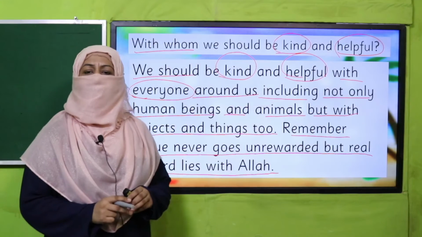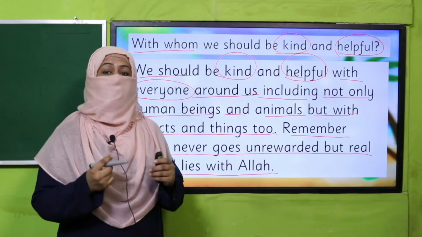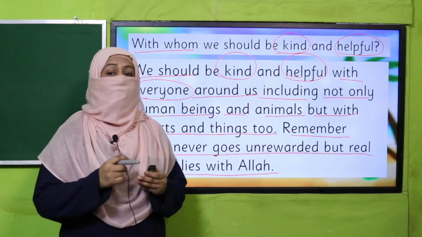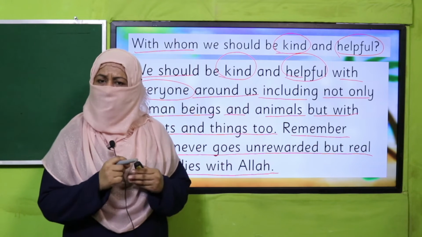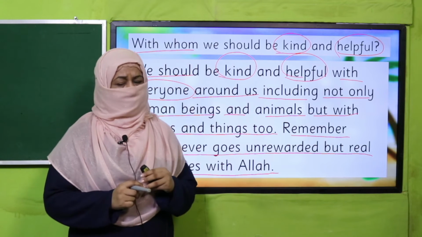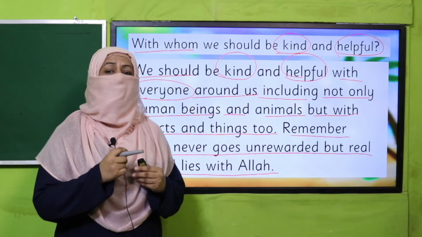So beta, whatever is around us, it's an amana. Even air, we should be careful. We should not pollute our air. We should not waste water. We should be kind with everyone, human being, living being, and non-living things, because beta everything we should be careful because we fear Allah subhanahu wa ta'ala.